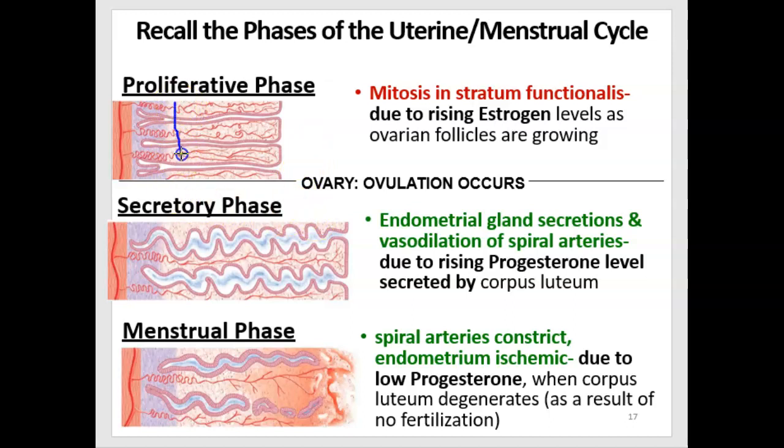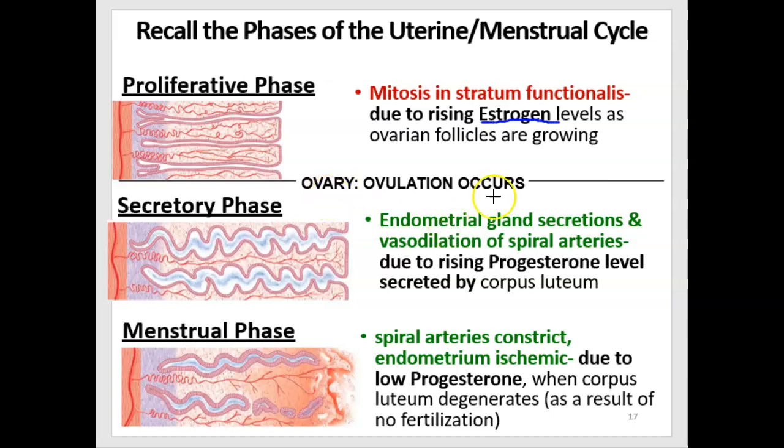We have one layer that's deepest in the endometrium called the stratum basalis. And the stratum functionalis is the more superficial layer, closer to the lumen. In the proliferative phase, what we see is mitosis, in both layers, but in the stratum functionalis in particular. So you get formation of the stratum functionalis. This happens in response to estrogen and occurs when the ovarian follicles are making estrogen.